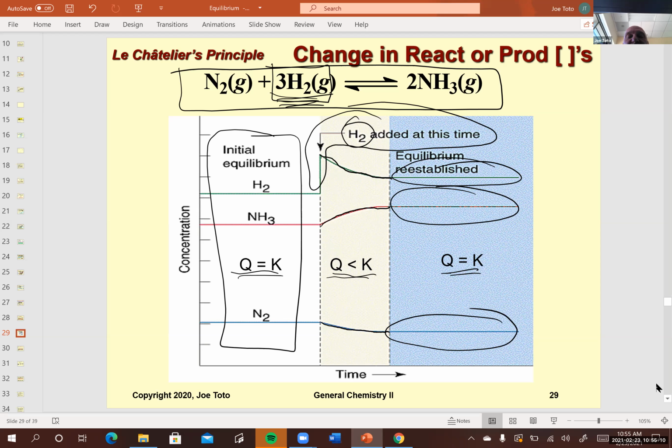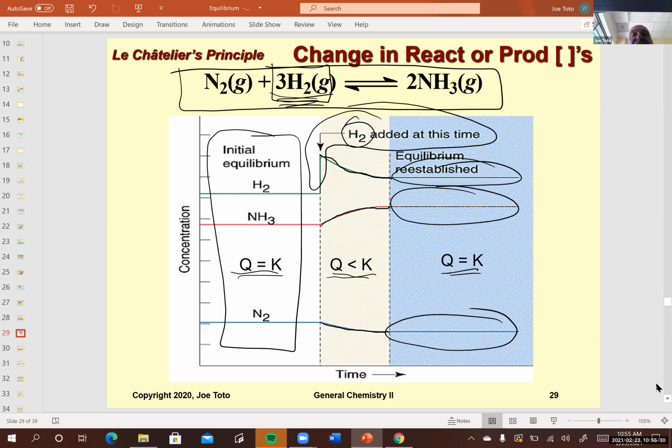So what I wanted to show you guys is how simple Le Chatelier's principle is and how you can apply it. All it says is given a reaction at equilibrium, put a stress on it, it shifts to relieve the stress. So if you can identify the stress, you can identify the shift.